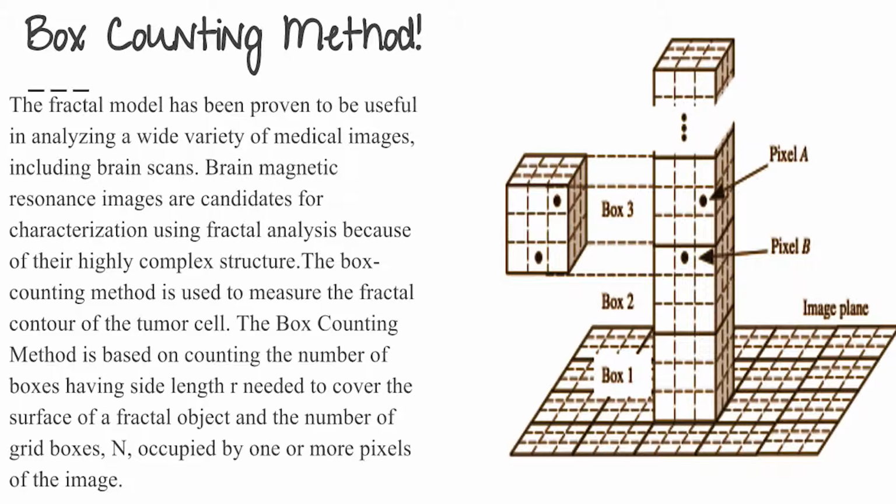The box counting method is used to measure the fractal contour of the tumor cell. The box counting method is based on counting the number of boxes having side length r needed to cover the surface of a fractal object, and the number of grid boxes n occupied by one or more pixels on the images, shown in the diagram to the right.